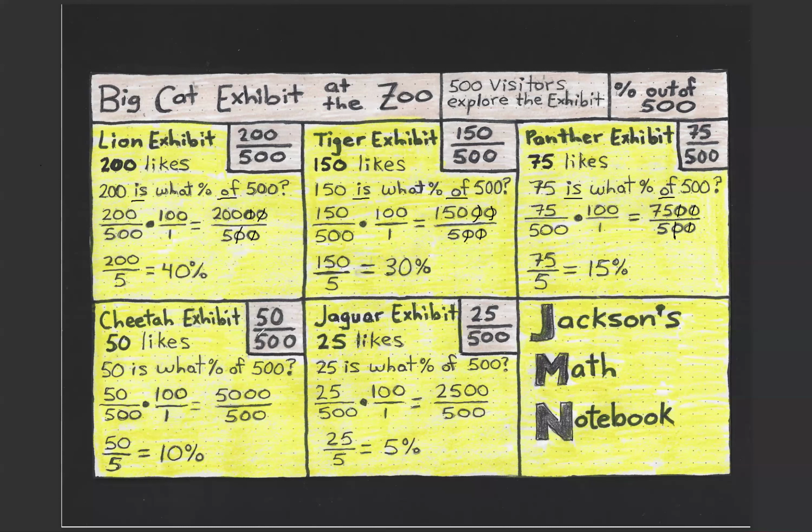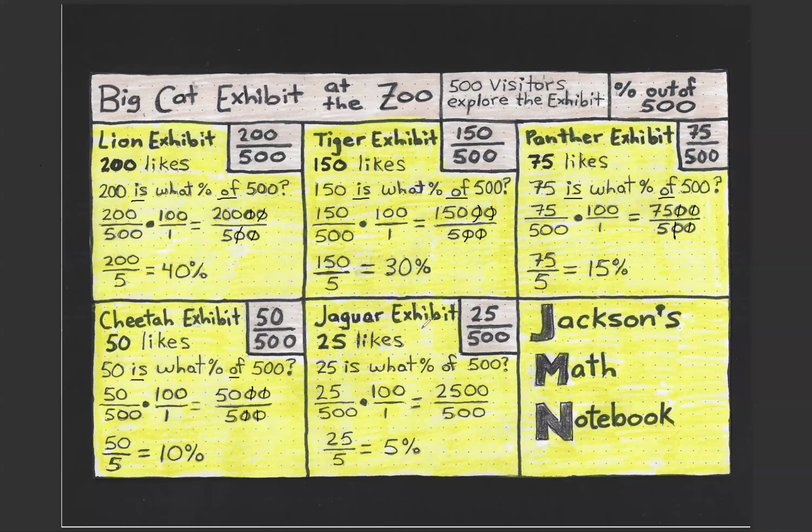And let's move on to the cheetah exhibit, in which 50 of the visitors like this exhibit. And remember, is over of. 50 out of 500 multiplied by 100. Take off the zeros here at the end. And now we have 50 divided by 5, which will give us 10% of the visitors enjoying the cheetah exhibit. Some people like fast cats.